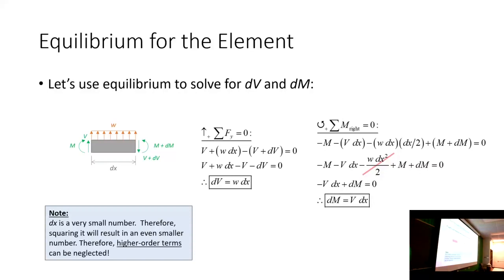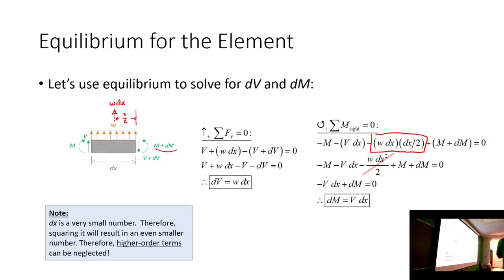Well, if I take this distributed load, I can turn that into w dx, and then how far is that from the right side of the element? It's dx over 2. So that's where we're getting that component right there. And then finally, I need to account for that moment there. I'm not accounting for the shear, because if I'm summing moments there, that shear goes right through that.